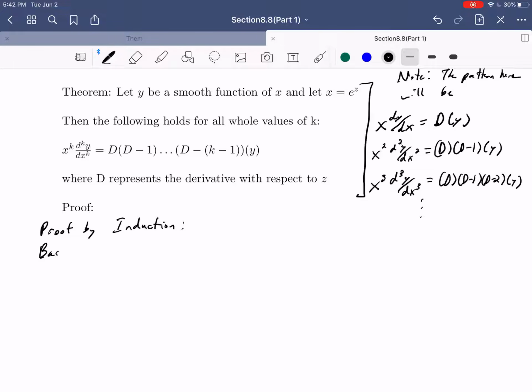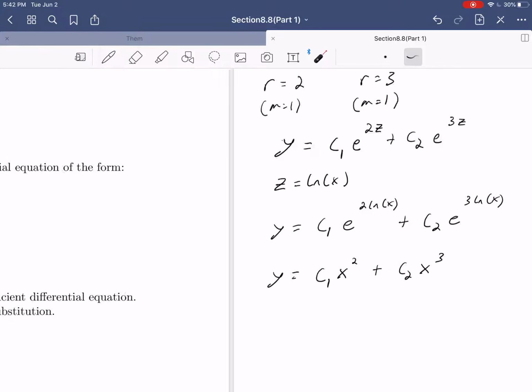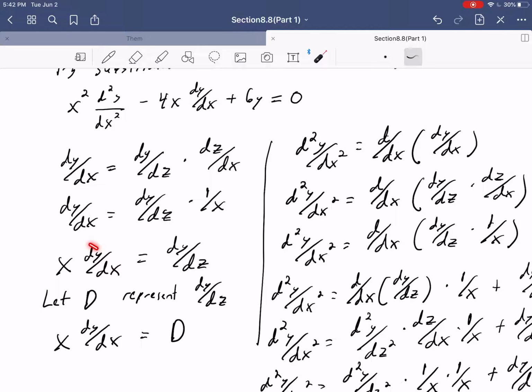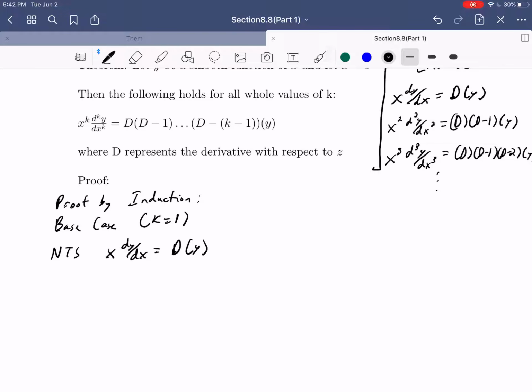So the base case will be with k equals 1, which means that we need to show that x dy/dx is equal to d of y. And again, d of y means the derivative of y with respect to z. Now, if you think about that, that's actually what we did back right over here. That's exactly what we did right there. So we've already shown this, already proved this. So the base case was actually the first part we did.